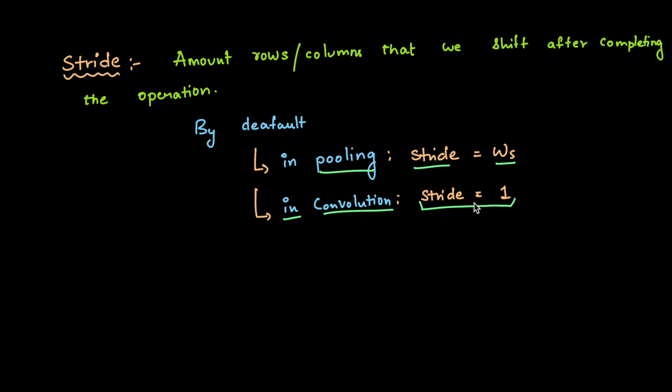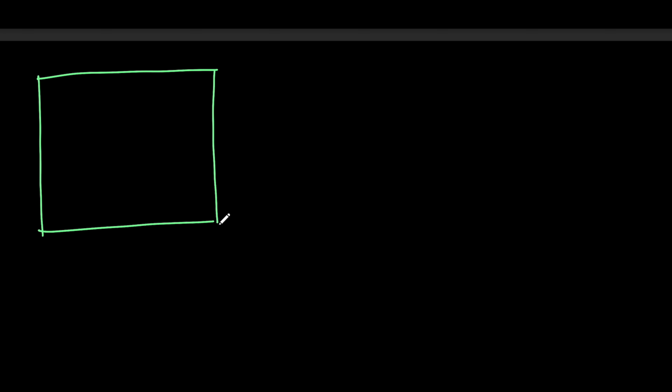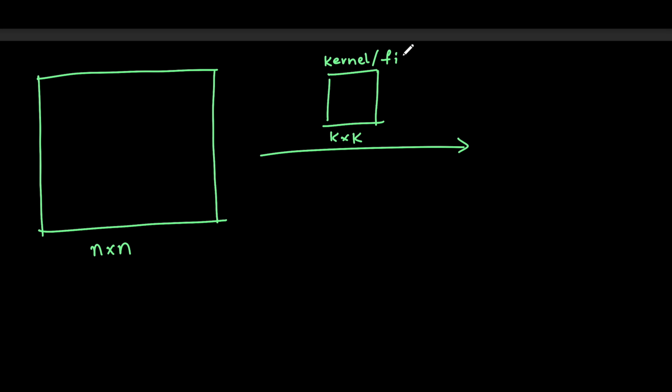And we can also adjust this stride. In convolution, if you remember, we have some input image or input feature map of size n cross n, and there is something called a kernel or filter. The kernel or filter can be of size k cross k, but in pooling we don't have any such kernel or filter. We just have the window size. Using this kernel or filter, we apply the convolution operation on the input image or input feature map that we have, and after applying the operation, we finally get some output feature map.